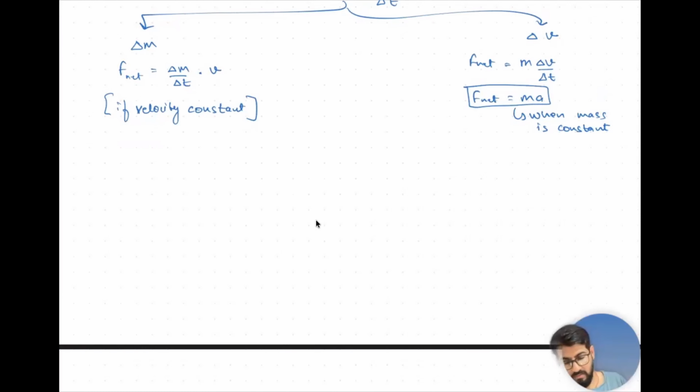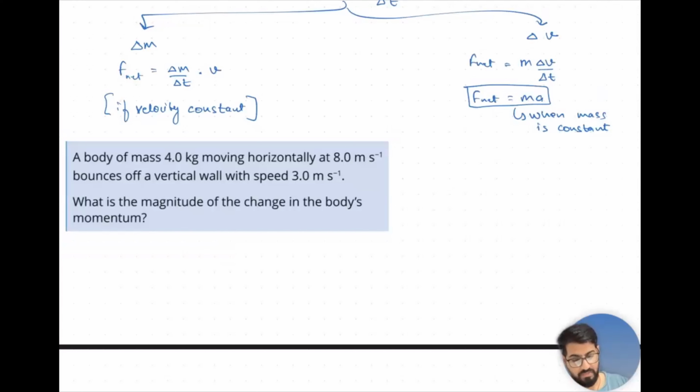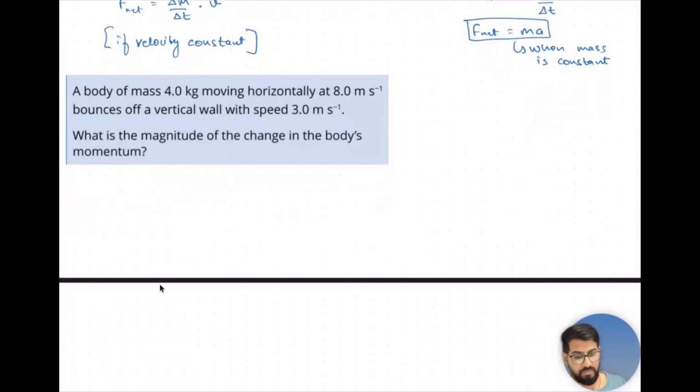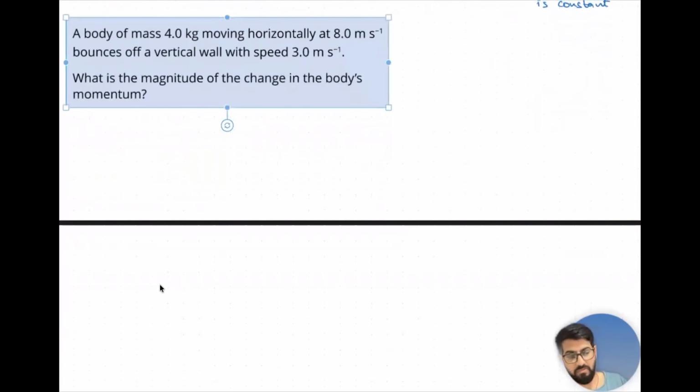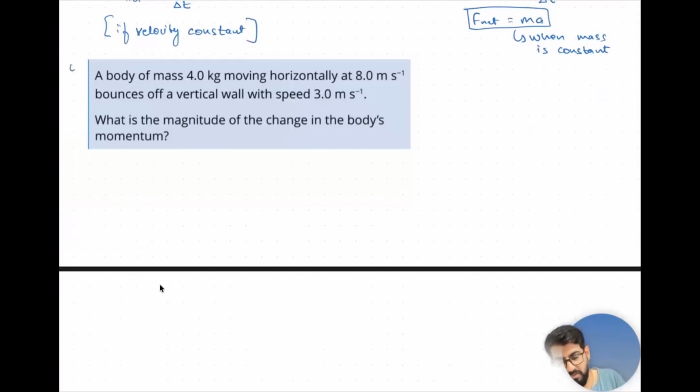Okay, try this question. Read the question carefully. As I mentioned, velocity is a vector quantity, so I would suggest you draw a rough diagram first so that it is quite clear what you need to do. It is asking you for the change in momentum, and that too only the magnitude. So the absolute value of the change in momentum, how much will it be? Give it a try.